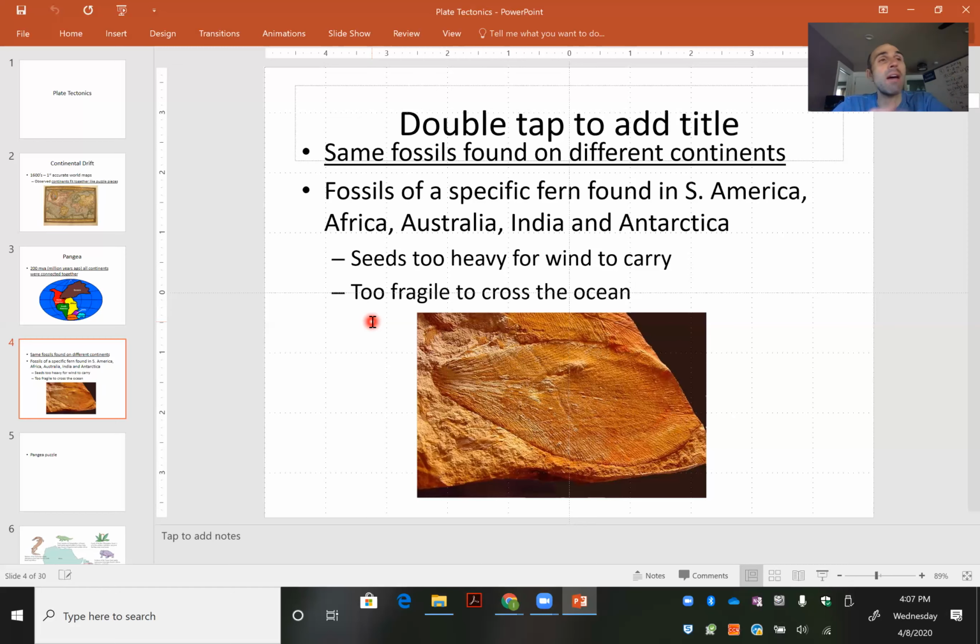What about plants? We know plants are so heavily dependent upon climate and rainfall and temperature. Okay. Well, maybe, Mr. F, maybe the animals crossed the land bridges and they brought seeds with them. True.